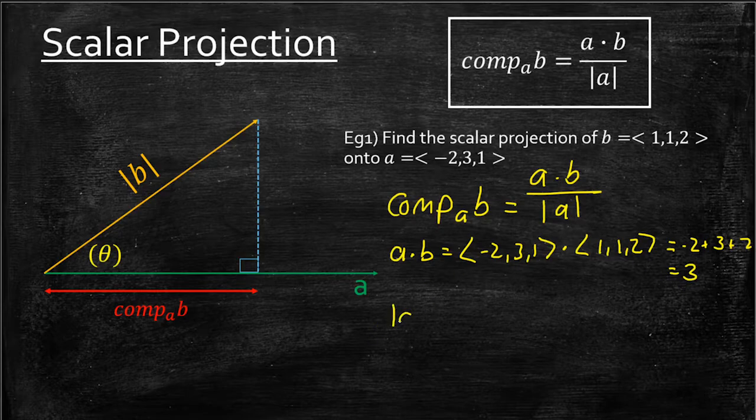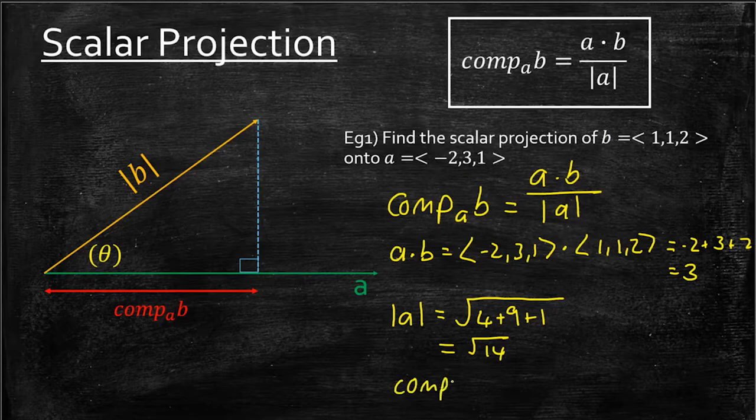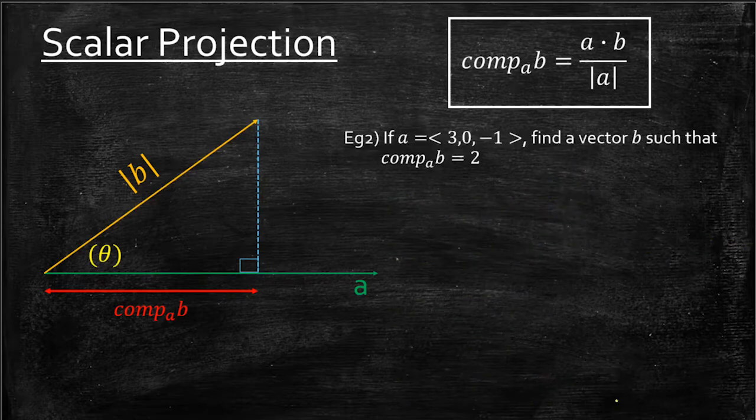Next, we need to figure out what the modulus of A is. So the modulus of A is going to be the square root of each of its components squared. So negative 2 squared is 4, 3 squared is 9, and 1 squared is 1, which is root 14. So the scalar projection of B onto A is going to be 3 over root 14. And if you wanted to rationalize that denominator, that would be the same as 3 root 14 all over 14.